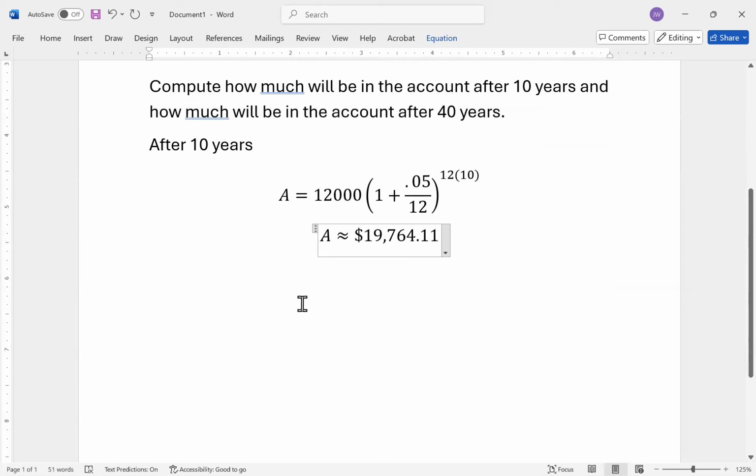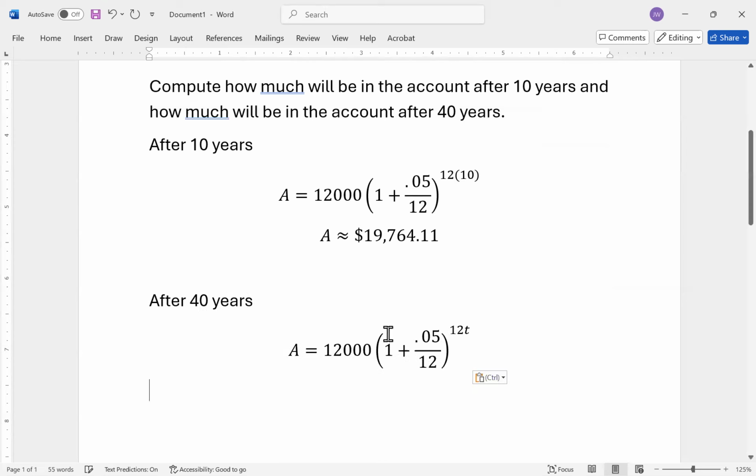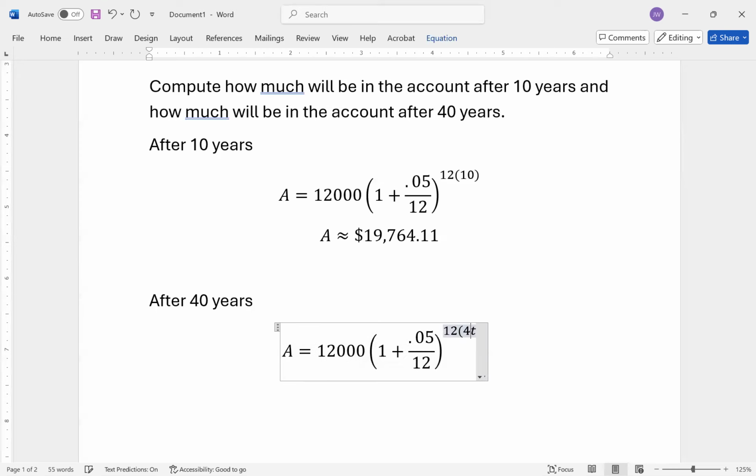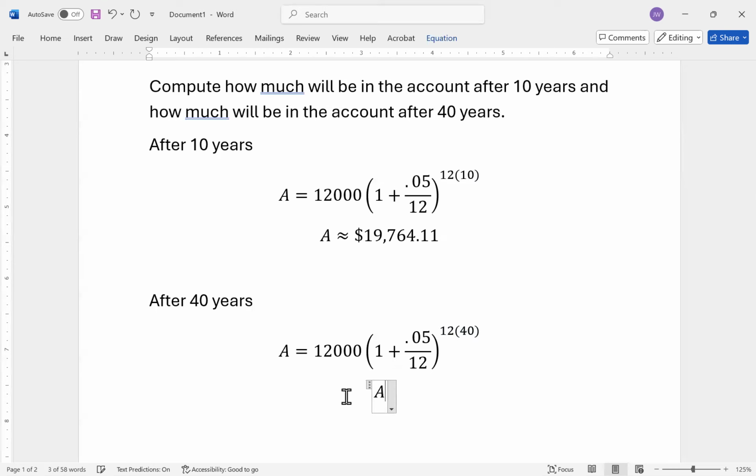The same thing is going to be true after 40 years. After 40 years, what would happen is we just replace the t with a 40, do that same calculation on our calculator, and after 40 years, we end up with $88,301.01. Again, that's a rounded number, but the bank would round it too.